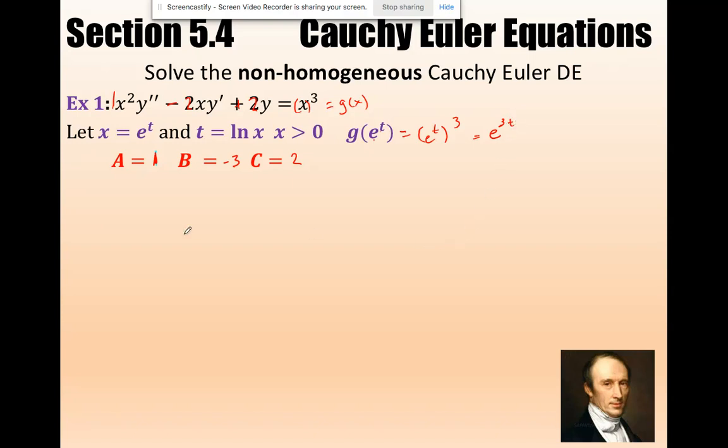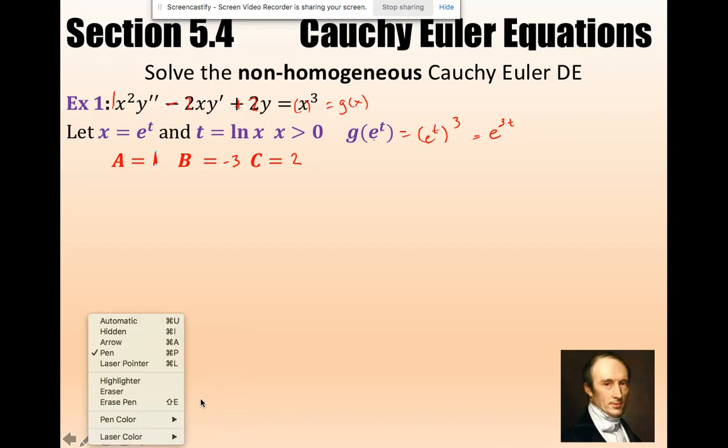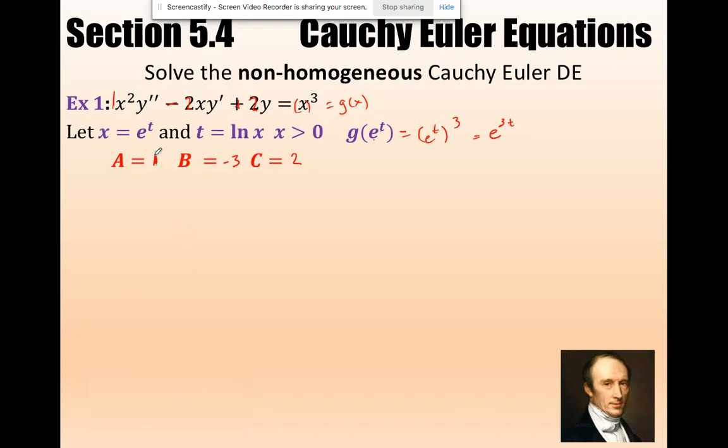So let's write our new purple equation. Oh, I should have been writing all that in purple. One y double prime minus 3y prime plus 2y is equal to e to the 3t. Our characteristic equation is r squared minus 3r plus 2 is equal to 0. That's going to get our homogeneous solution.